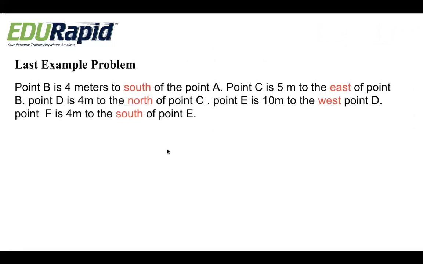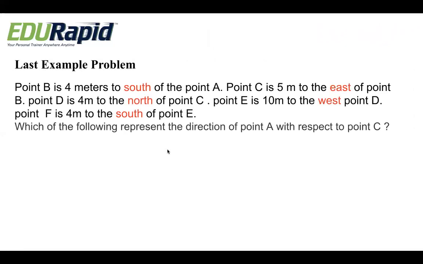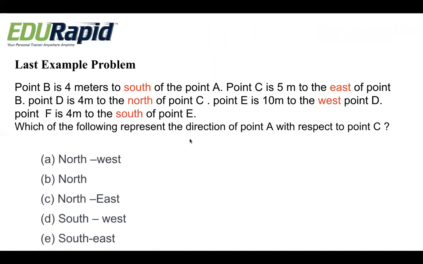So let's look at the last problem. Point B is 4 meters to south of point A. Point C is 5 meters to east of point B. And point D is 4 meters to the north of point C. And point E is 10 meters to the west of point D. Point F is 4 meters to the south of point E. Which of the following represent the direction of point A with respect to point C?